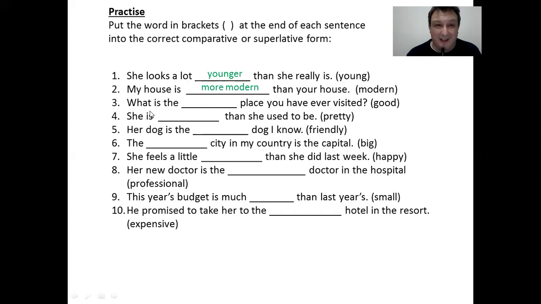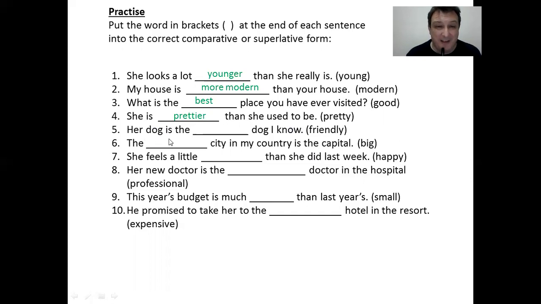Okay. Number three, what is the place you've ever visited? Okay, here is the, and we're talking about ever. So we're talking about all your life. So in this case, it's the best place. Here, she is than she used to be. So it's comparing now and the past. So we're comparing two things. So we need the comparative, and pretty is with Y, so it changes to prettier.